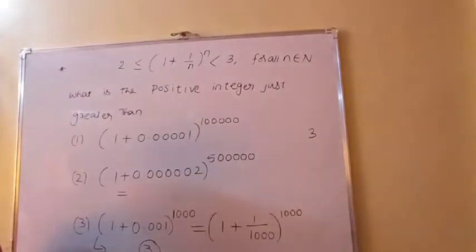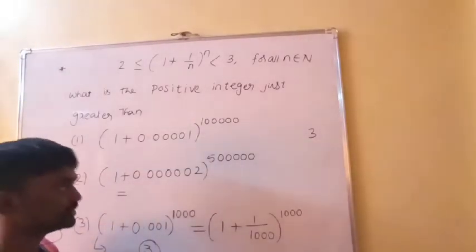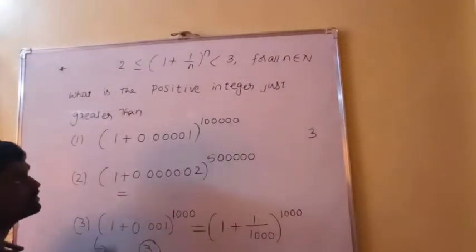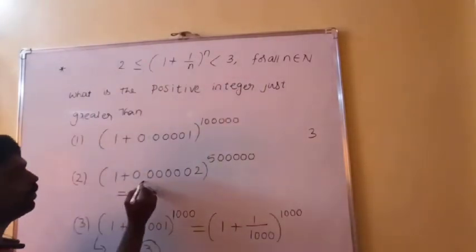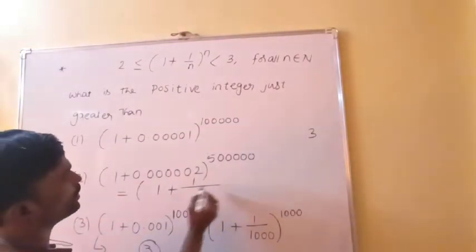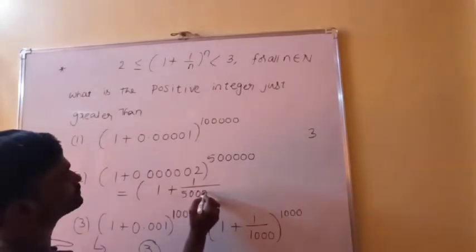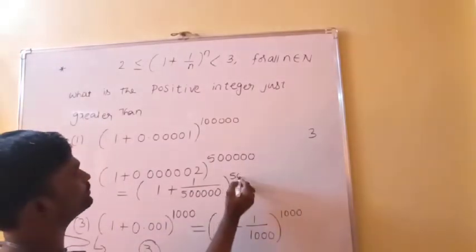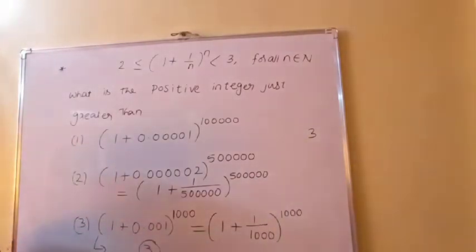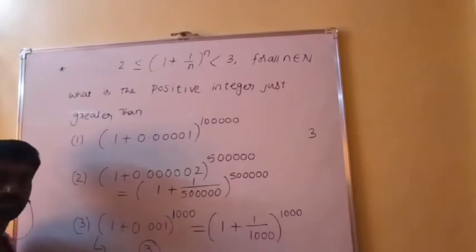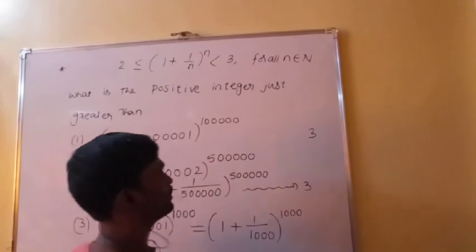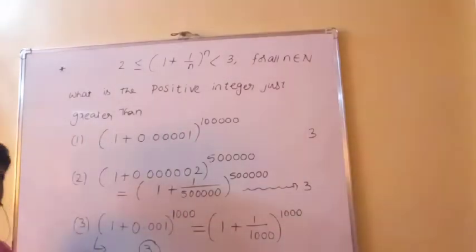So similarly this can be written as 0.000002 whole power 500000. So this binomial also we can express in this form only. See here, 1 plus this 0.000002 can be written as 1 upon 5 lakh, whole power 5 lakh. So this is also in the form of (1 + 1/n)^n. That means this quantity also lies strictly between 2 and 3, then the number just greater than this number is 3.